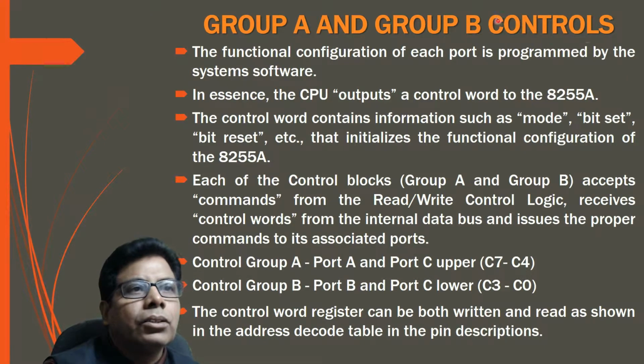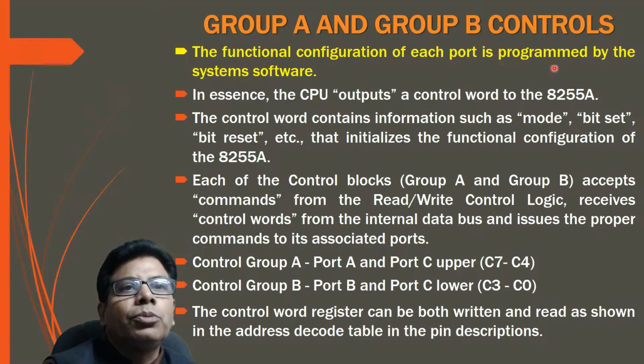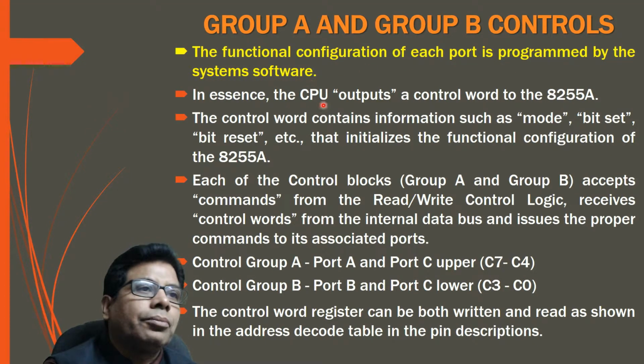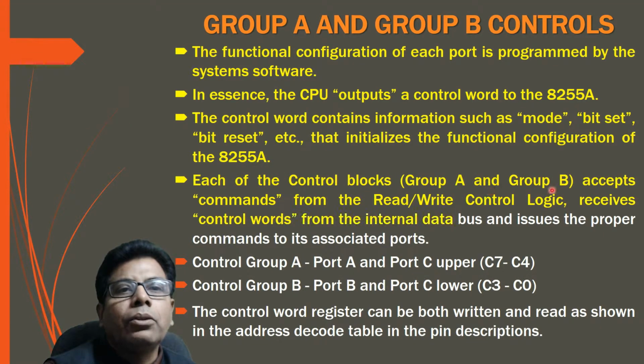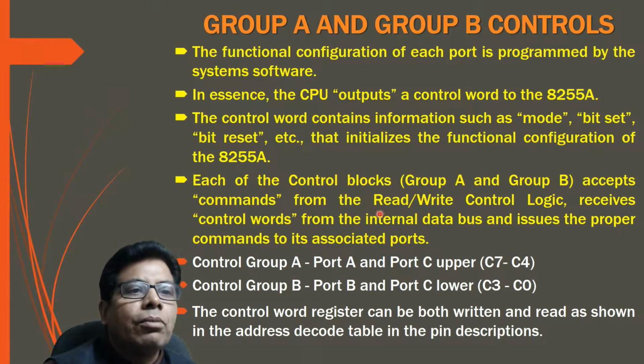Then let us see the group A and group B controls. The functional configuration of each port is programmed by the system software. In essence, the CPU outputs a control word to the 8255A. The control word contains information such as mode, bit set, bit reset, etc. that initializes the functional configuration of the 8255A. Each of the control blocks, group A and group B, accepts command from the read write control logic. That is what we have discussed.